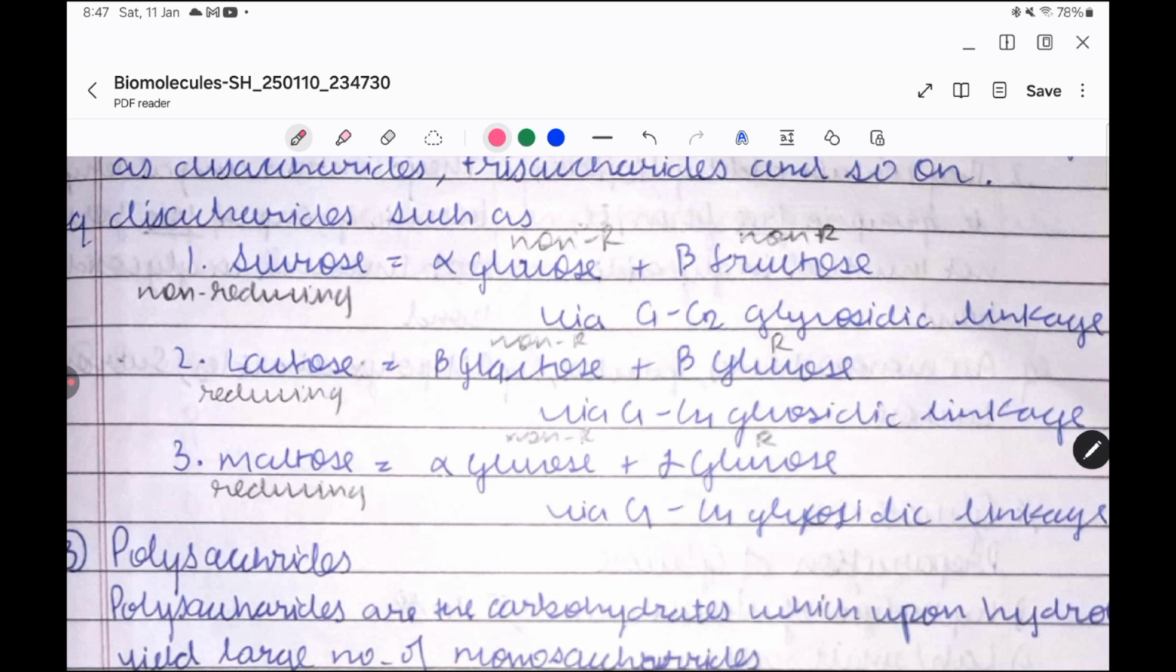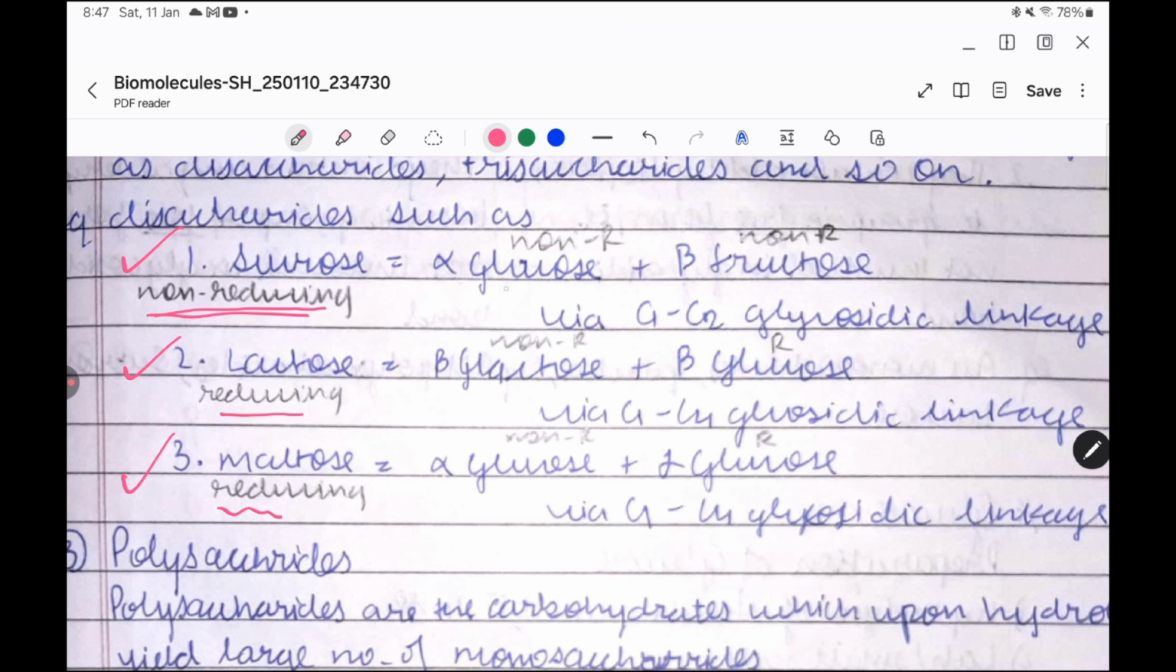So the first thing is the classification of disaccharides. We have 3 disaccharides in our syllabus: sucrose, lactose, and maltose. Sucrose is going to be a non-reducing sugar because it does not reduce Fehling's or Tollens' reagent. Just now we discussed, lactose is a reducing sugar because it can reduce Fehling's and Tollens' reagent. Maltose is also a reducing sugar because it can reduce. Now, what are they made up of?